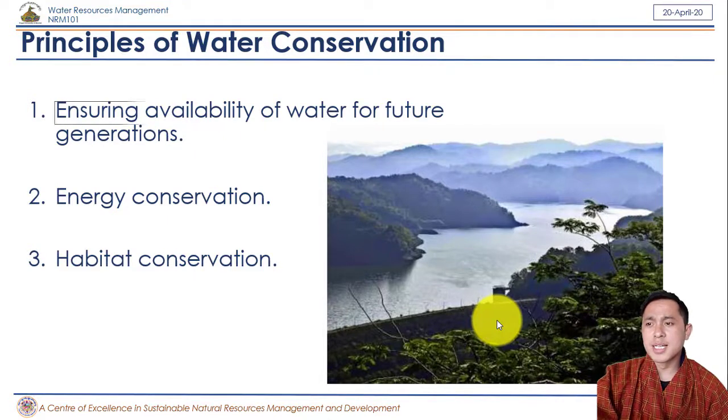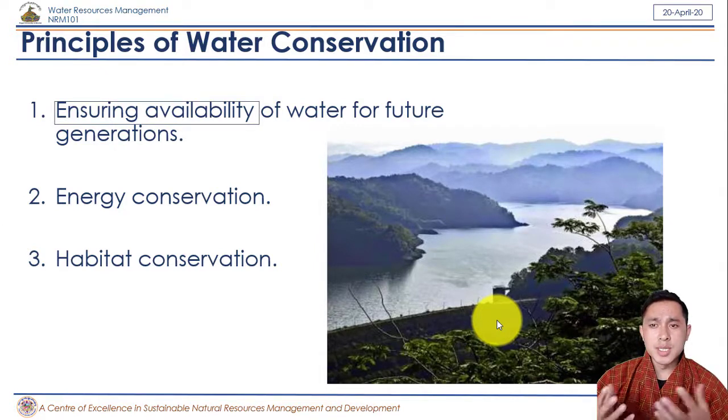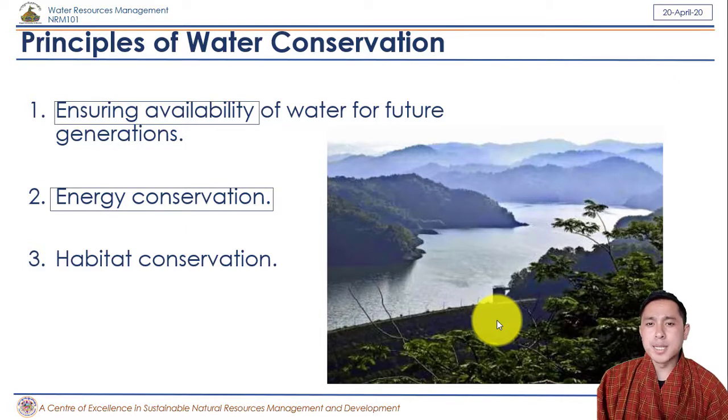The first principle looks at ensuring the availability or the sustainability of the water resources. We need to conserve water in order for our future generations to also use the same amount of water resources that we have been using. We look at the energy conservation. Water conservation techniques and measures should not only reduce the water consumption and water usage, and also reduce the loss of water, but also it has to help in the conservation of energy.